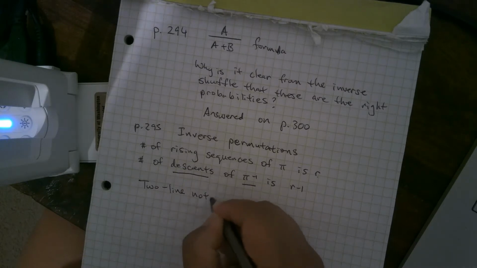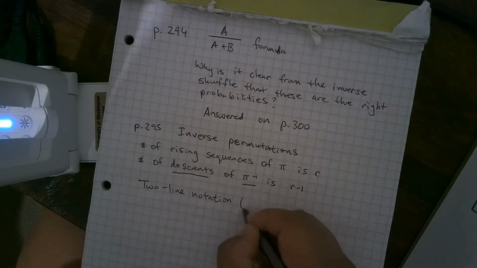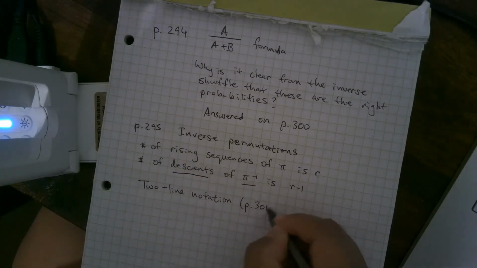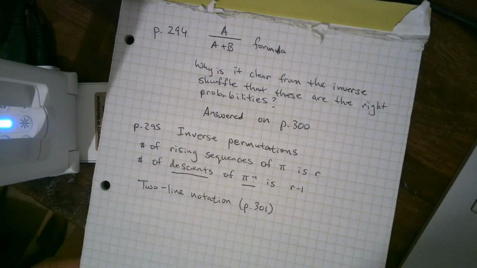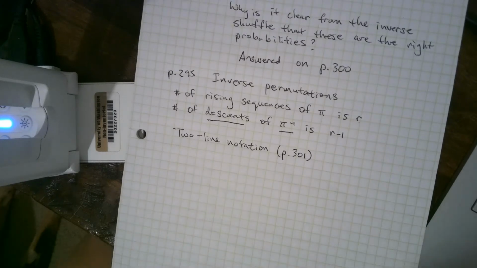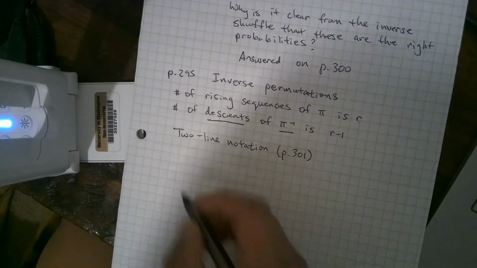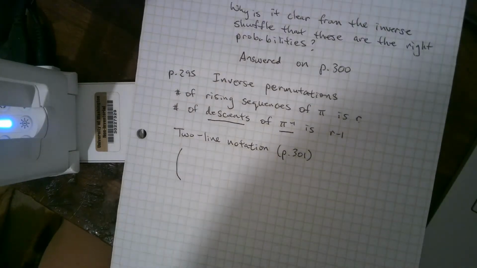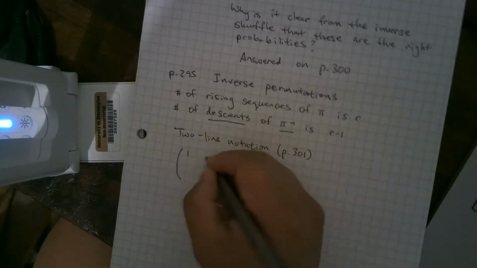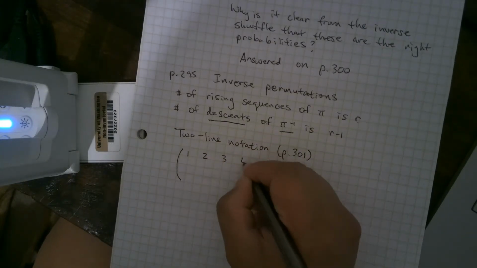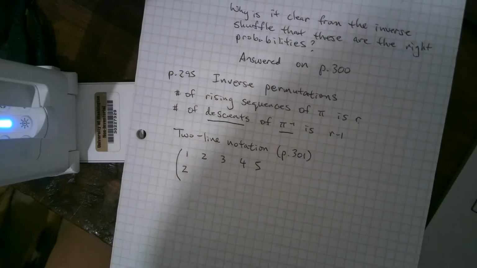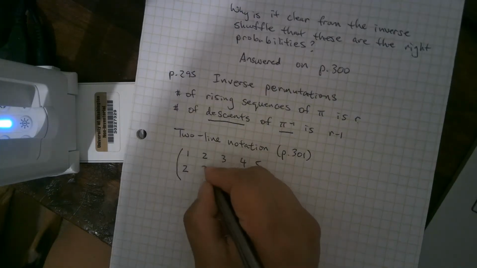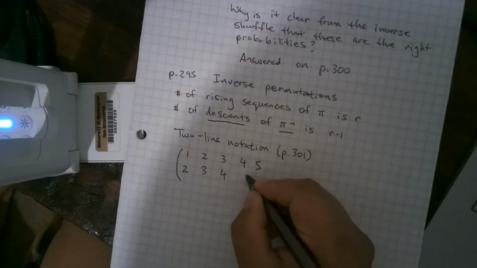This notation is introduced on page 301, but it's a thing that a lot of combinatorialists know. So the authors of the paper might assume that you kind of know this at this point in the paper as well. So the example they give on page 301 is this permutation. If you start with the numbers in order, 1, 2, 3, 4, 5, then you permute them, change the order to get 2, 3, 4, 5, 1.